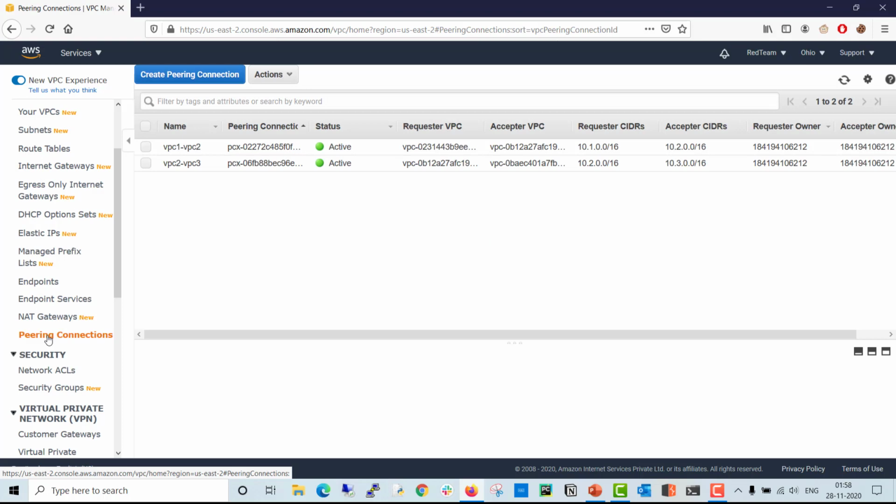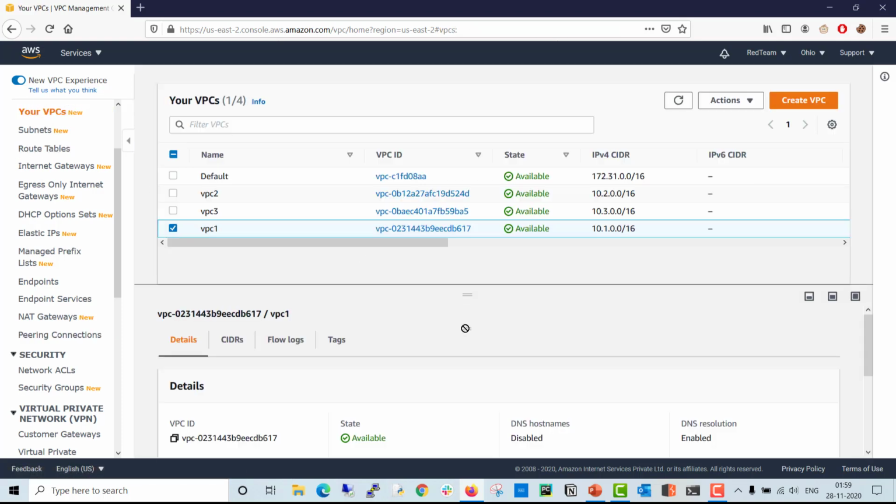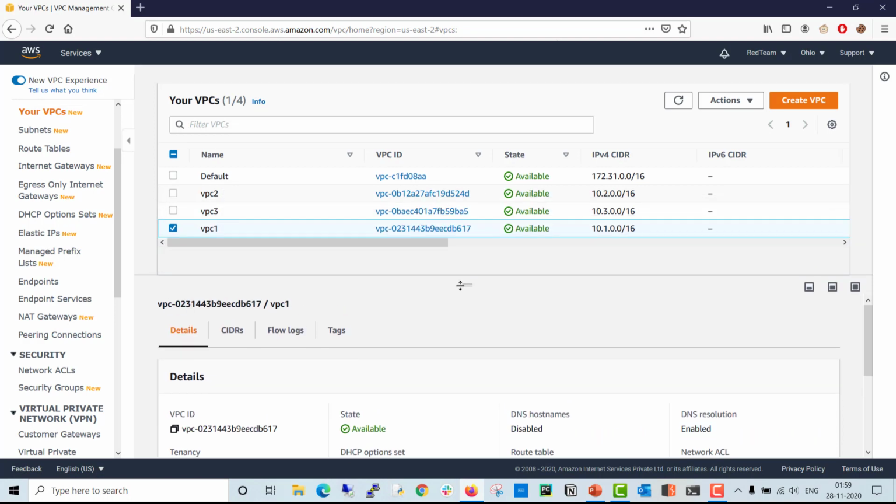This is really important: peering connections. Why is it important? Because if you're performing red teaming, you should understand what peering connections are. You can see here we have 4 VPCs: VPC1, VPC2, VPC3, VPC4. One is the default VPC and the others are custom VPCs. That means whatever services or resources we have within the same VPC can access each other.